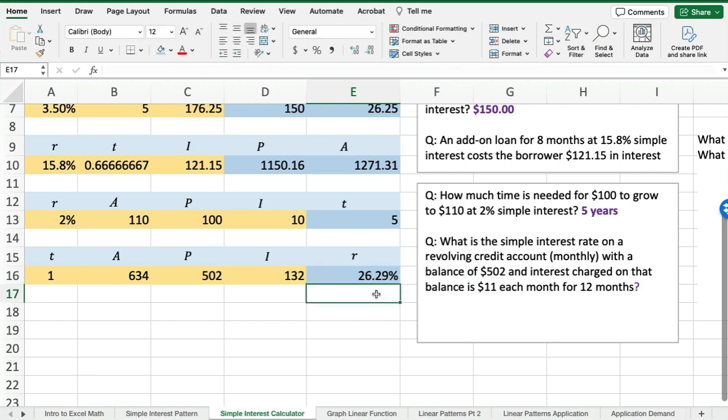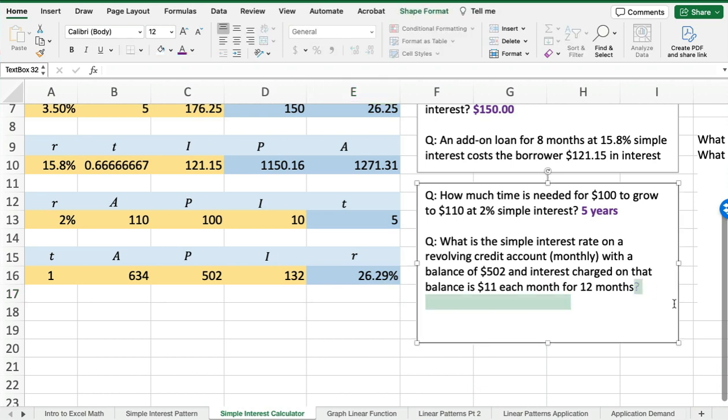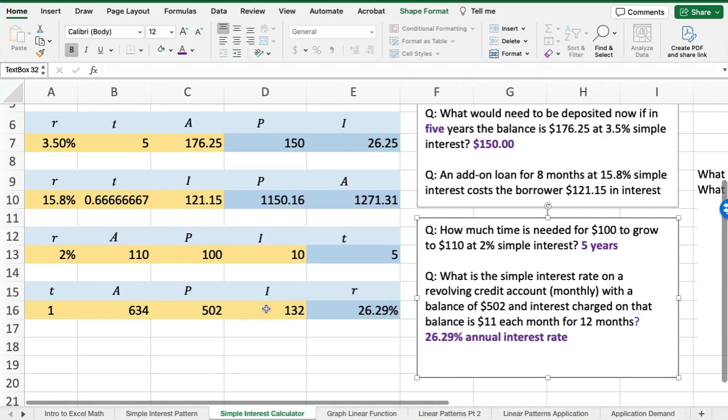So our annual interest rate is pretty high there. It's 26.29%. And to put that into perspective, imagine that you were paying rent and your landlord came to you and said, "Oh, I'm going to increase your rent by 26.29% this year." That would be a huge blow. You'd have to move out and find something else, or possibly find a lawyer at that point.